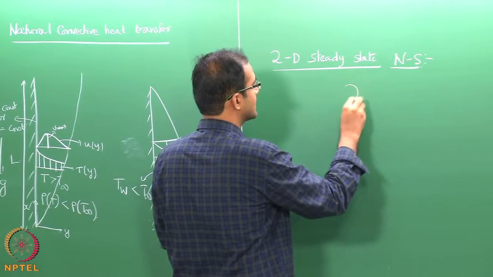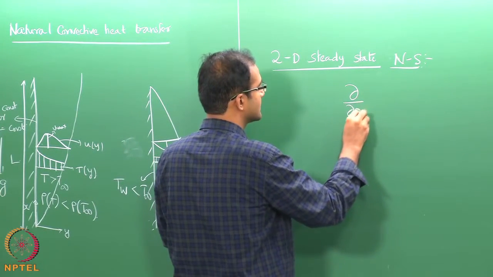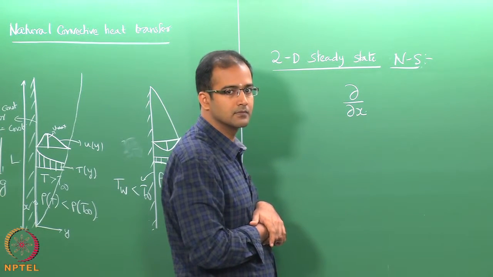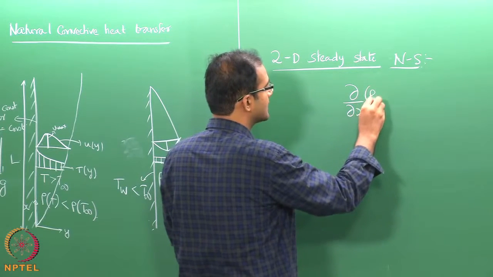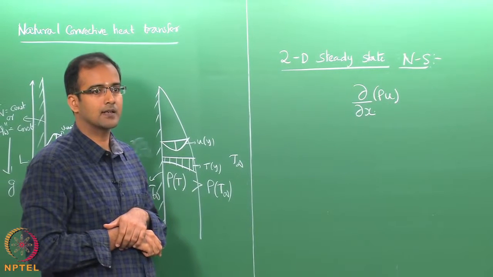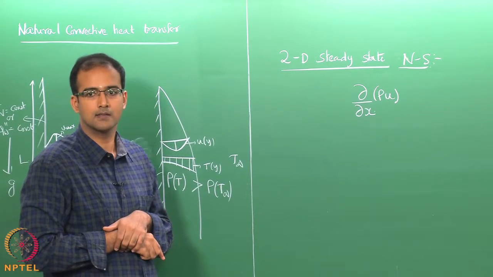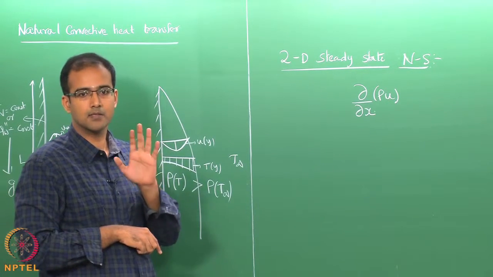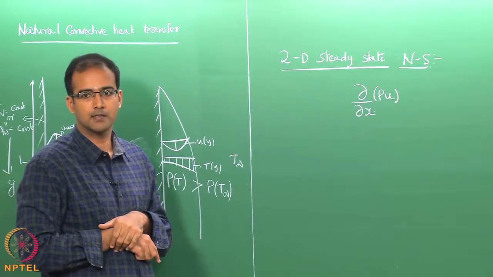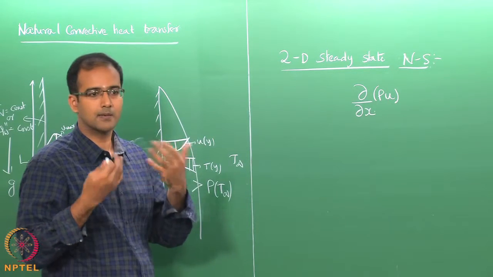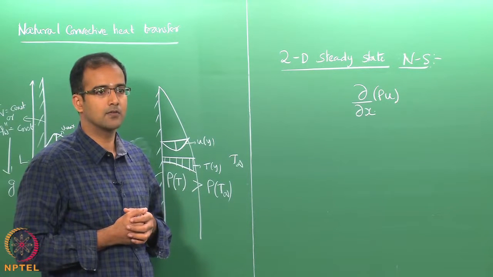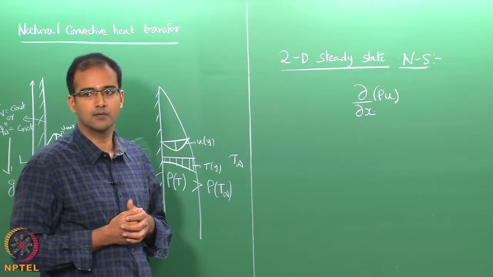What will be the continuity equation in this case? d/dx of rho u. So, unlike the external forced convection, we cannot claim that density is a constant. This is an incompressible fluid, but density is now a function of temperature, and since temperature is a function of position, density becomes a function of space, and therefore we cannot take rho outside the derivative.